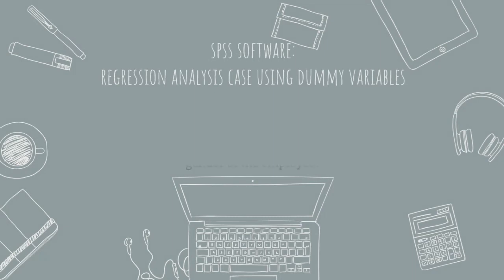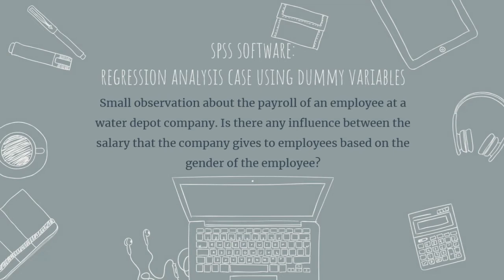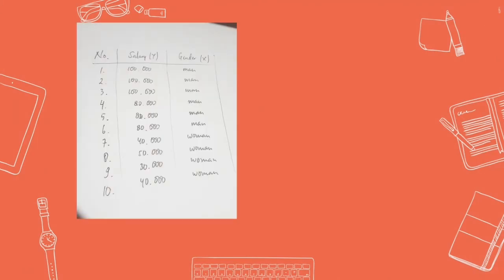Last week I made a small observation about the payroll of employees at a water depot company. I don't need to mention the company's name, but I just want to know if there is an influence between the salary that the company gives to employees and the gender of the employee. Here is the data that I have taken, straight from the paper. Just for your information, the salary has been rounded to the nearest number.